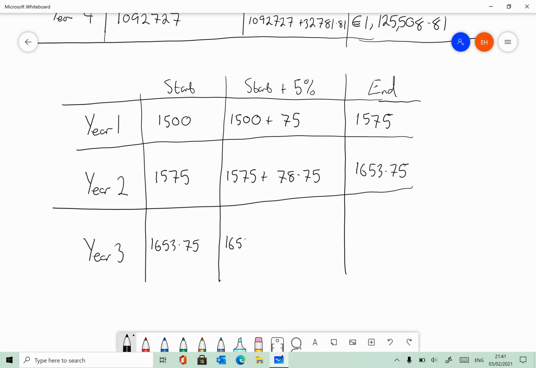So 1,653.75 plus, and multiplied by 5% equals, so I'm finding 5% in this column here. The interest this time is €82.69. So in total, I have 1,653.75. When I actually do that sum, I get 1,736.44 euro.